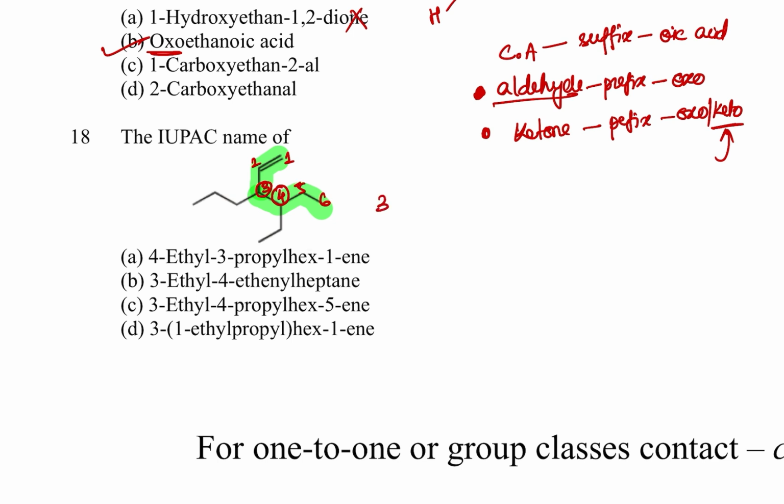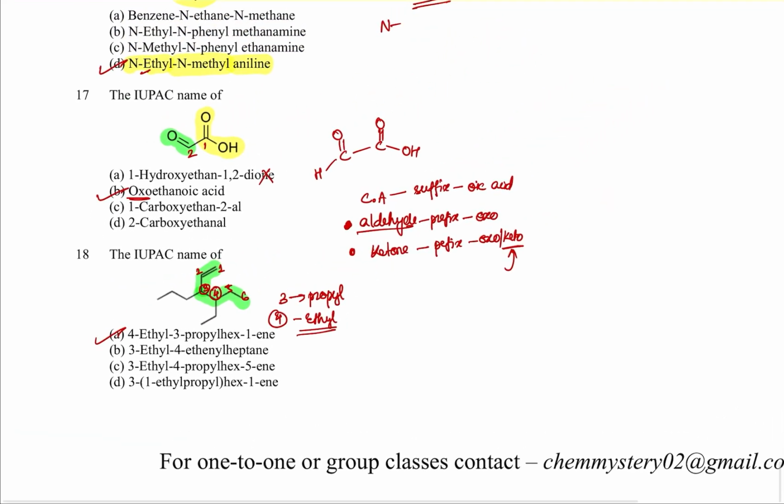At the third place, which substituent am I getting? Propyl. And at the fourth place I am getting ethyl. I'll follow alphabetical order, so ethyl will come first. So let's see. 4 ethyl, correct. 3 propyl, correct. 6 carbon, so hex. At the first position, ene is present. First option seems to be correct for question number 18. Okay. So that's all for today's discussion.